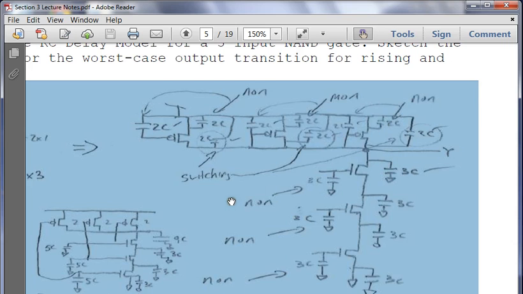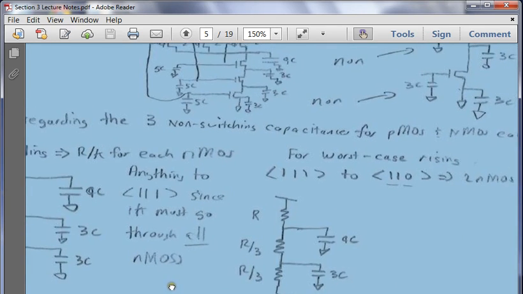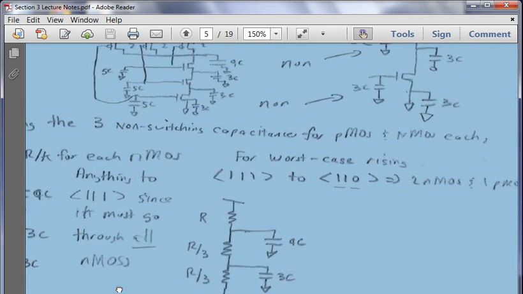Now to go to the worst case scenario, so this was the worst case scenario for NMOS because it has to go through all 3. Anything to 1, 1, 1, it must go through all the NMOS as I've indicated here. So for PMOS, we have a situation where we go from 1, 1, 1 to 1, 1, 0. One of our inputs is switched. So we still have 2 transistors going, right? For the NMOS. But we have 1 for PMOS.